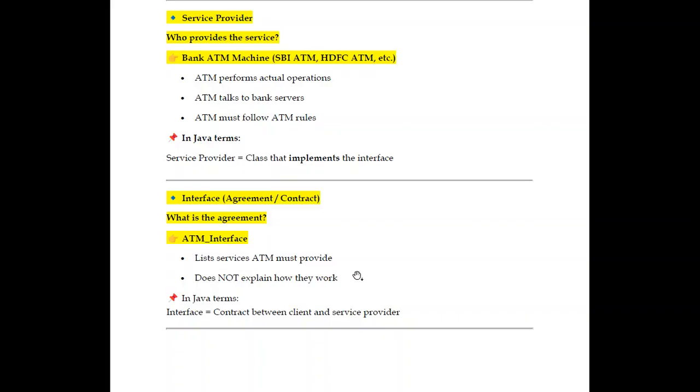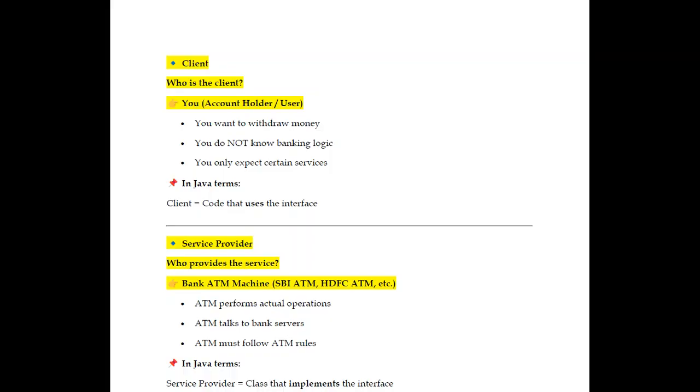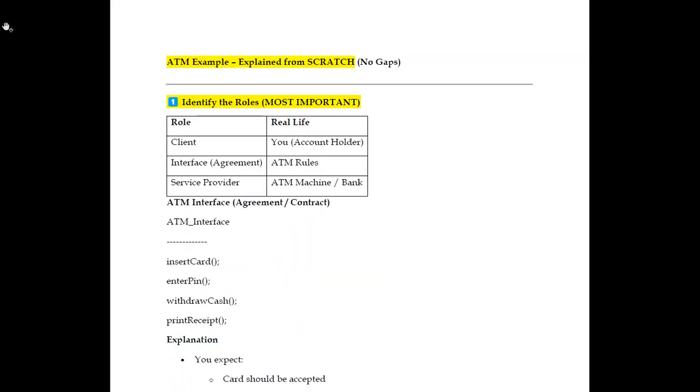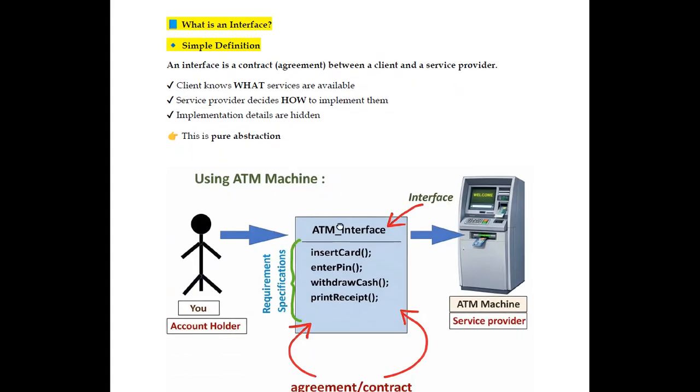It lists the services but does not explain how they will work. They won't train you on how to implement this method. They just list out these are the services you are going to offer to the client. I hope you are clear with this. Now, in the forthcoming session, we'll try to implement this interface. So far, we have discussed only in a theoretical mode. Am I right? So, the interface acts as a contract or agreement between a client and a service provider. It serves 100% abstraction, pure abstraction.